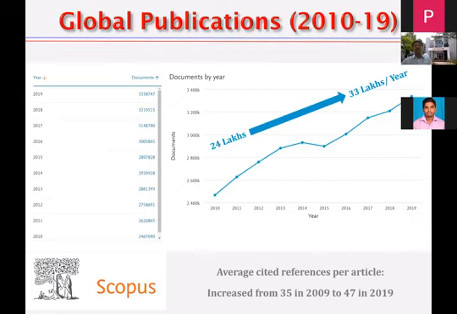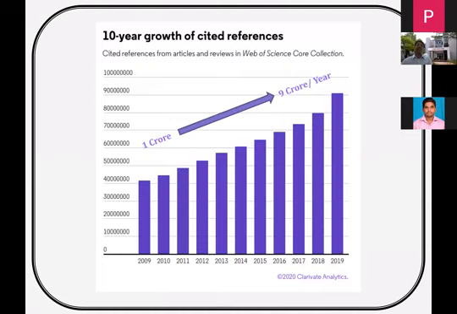So the number of publications is growing very rapidly. Similarly, the number of cited references is going very high. It's almost 9 crore citations or cited items per year. This includes not only publications, but also patents, book chapters, theses, conference materials, conference proceedings, newspaper articles, magazine articles, and so on. That's why this number is very high compared to the number of publications.